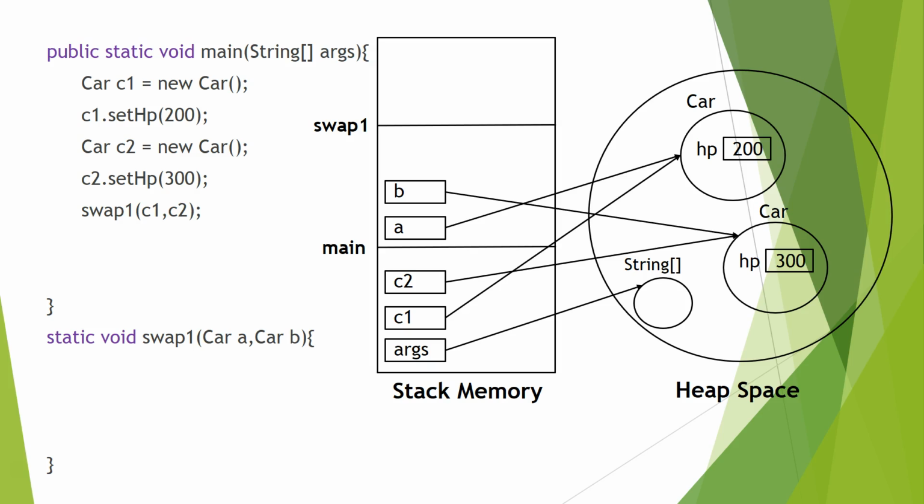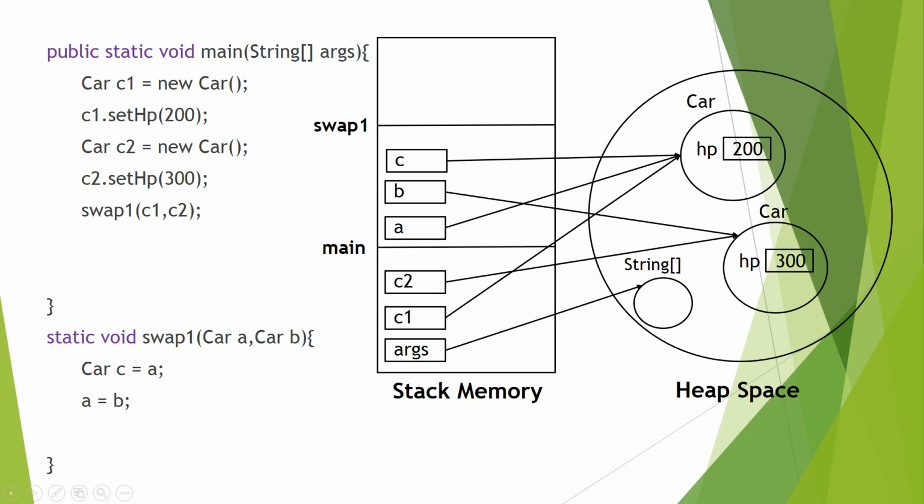When we execute the line char C equal A, as we notice, there is a new slot of type char named C added inside the swap1 method, and this variable C became referring to the same object referenced by both swap1 method's local variable A and the main method's local variable C1.